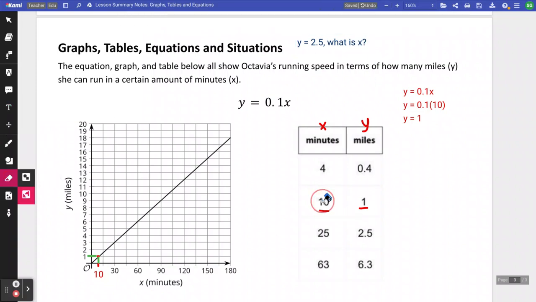Go ahead, pause the video now, see if you can figure out what x is using all 3, and then what that pair of numbers would tell us.